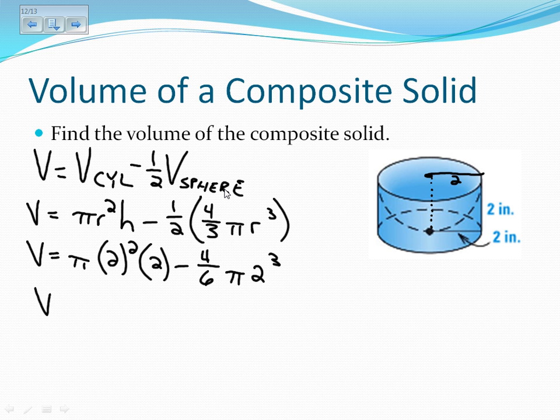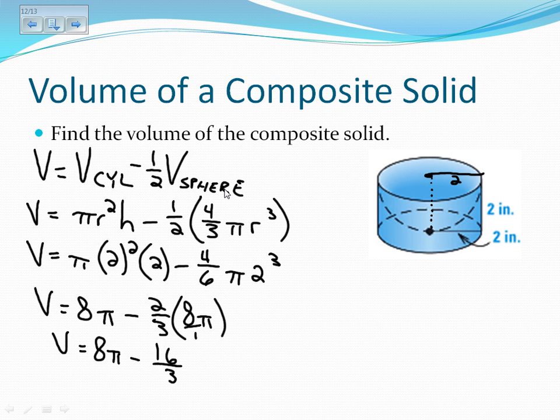All right? Simplify. 2 squared is 4. Times 2? 8. 8 pi for the cylinder. Minus 4/6. Well, 4/6 reduces to 2/3. 2 to the third is 8, don't type it in your calculator. Okay? And then the last part, let's simplify a little bit. 8 pi minus, remember 8 is technically 8 over 1. Multiply across, so it's 8 times 2 in the numerators. 16 over 3 pi. Did you get rid of 8 pi on both sides? No, because this is multiplied.